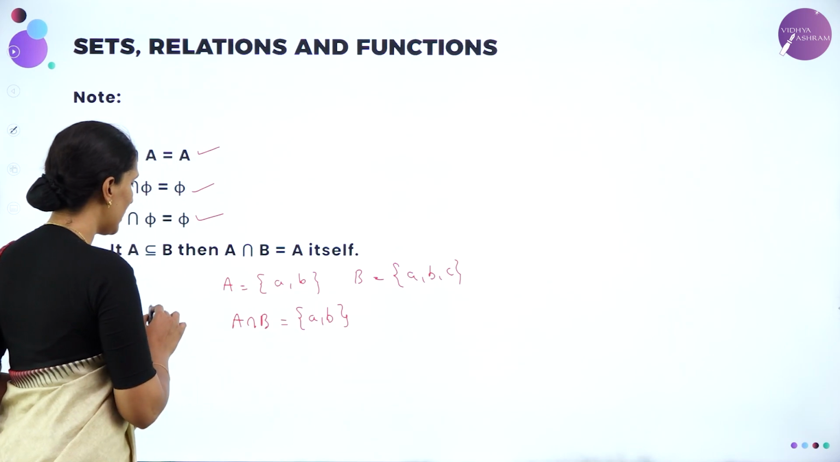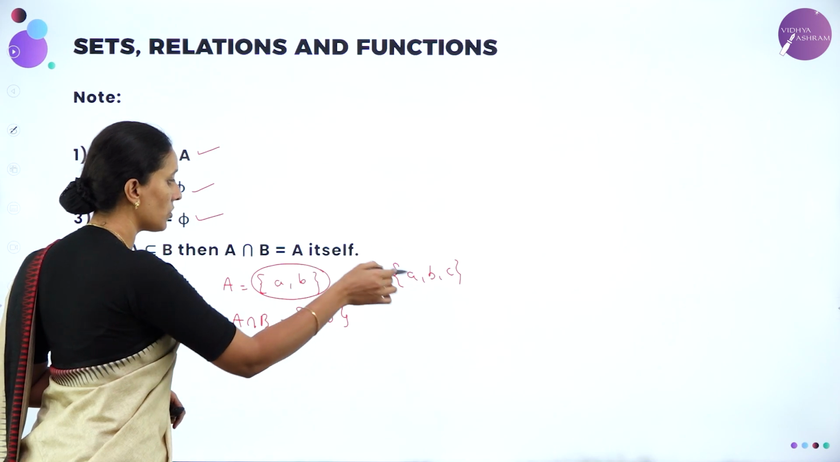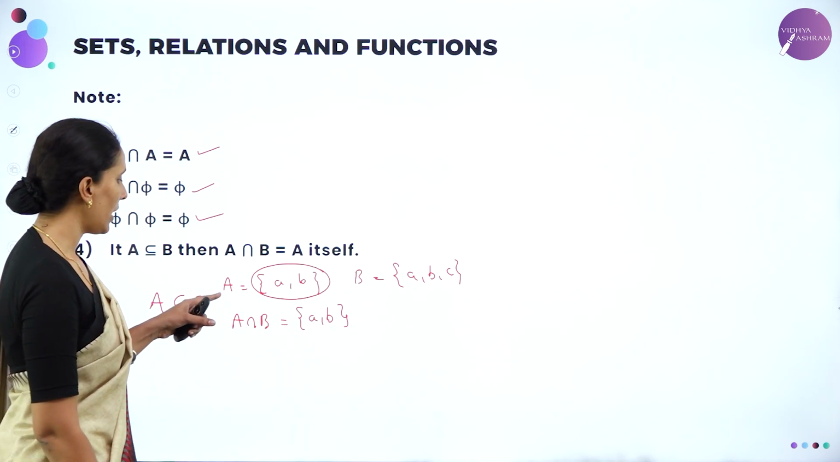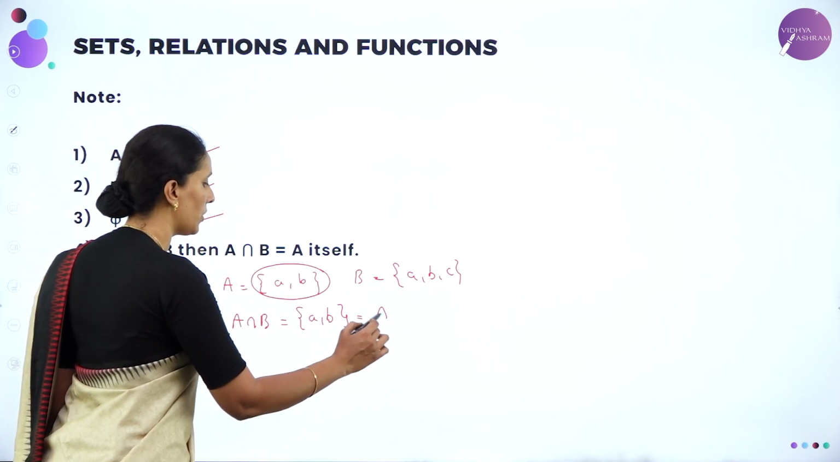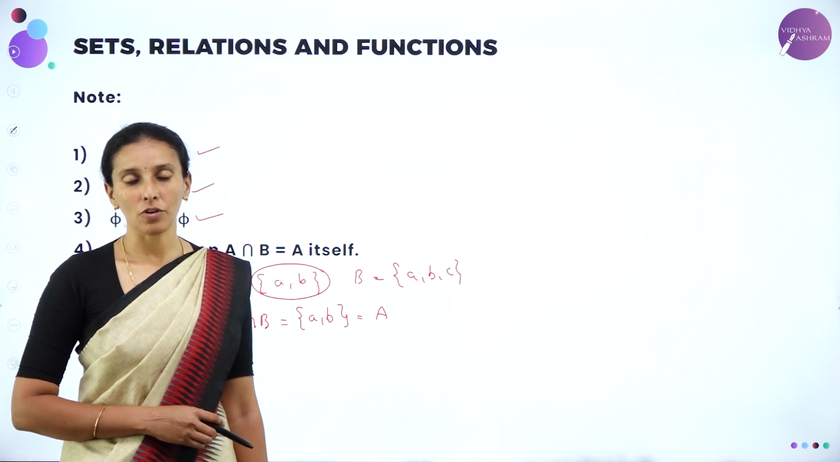And clearly we know that here A is a subset of B. So therefore this is the smallest set which is present in B. So therefore A intersection B is equal to A, whereas A union B is equal to B if A is a subset of B.